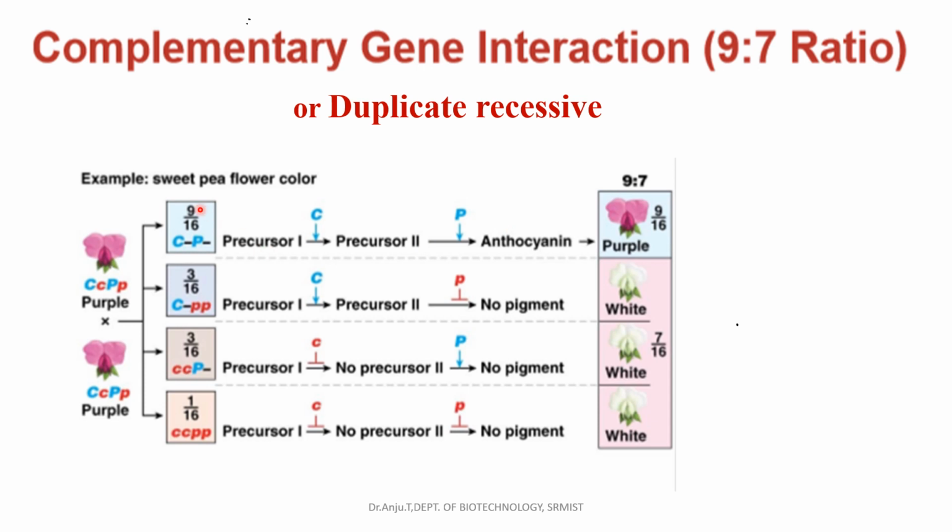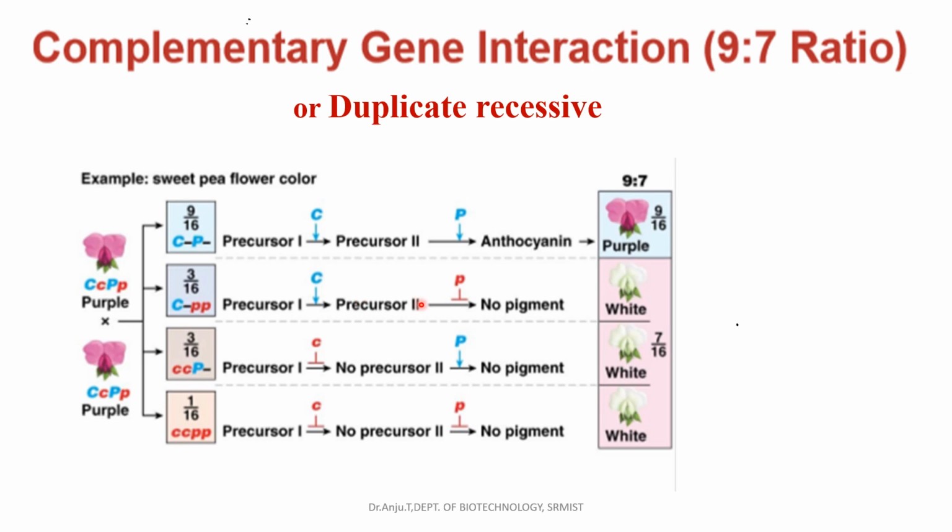Let's take the case of sweet pea flower color, where you have gene C and gene P. The gene C product converts the precursor into an intermediate, precursor 2. Further, precursor 2 is converted into the pigment anthocyanin by the product of gene P. So the dominant alleles of both the genes have to be present to produce the colored product.